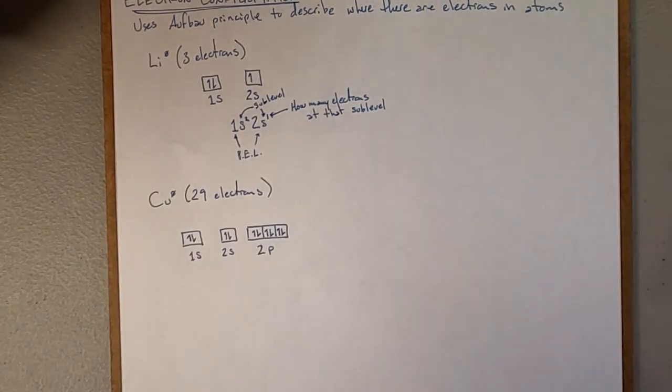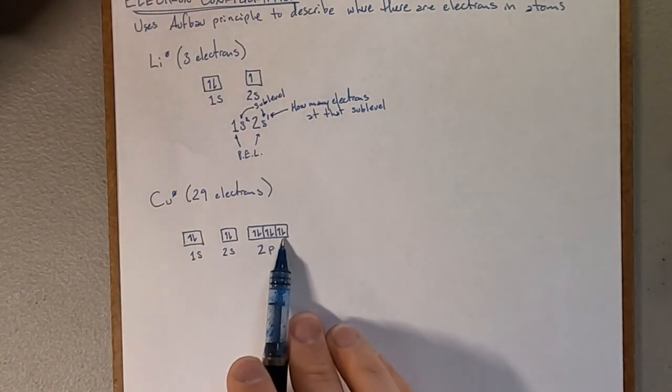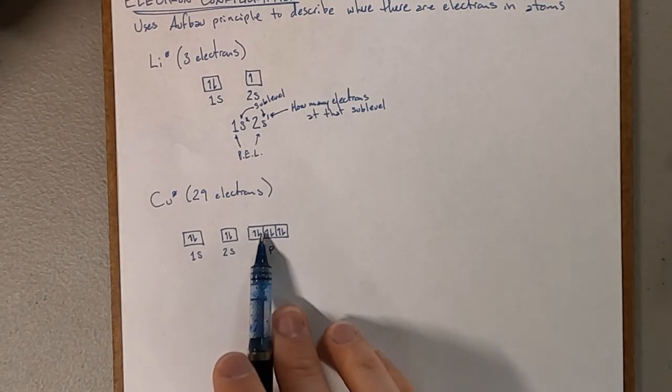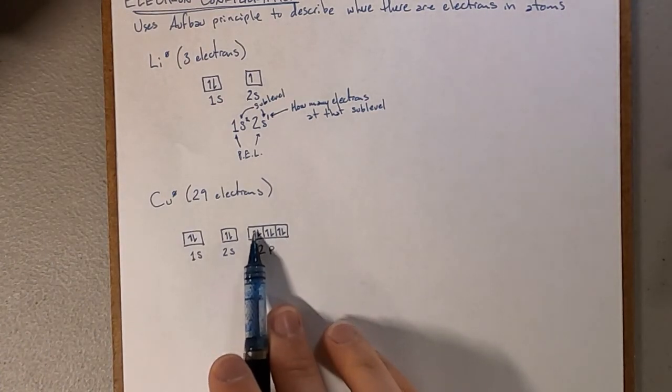And notice as I filled those, I went 1 in each of the boxes before doubling up. Electrons are negative, and so they're going to repel each other. They're going to want to fill orbitals that are at the same energy level with a single electron before doubling up. That's called Hund's rule.